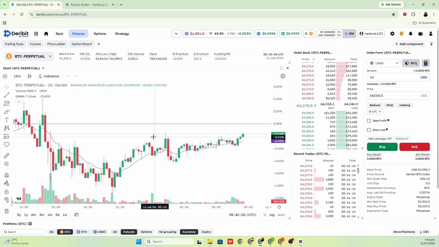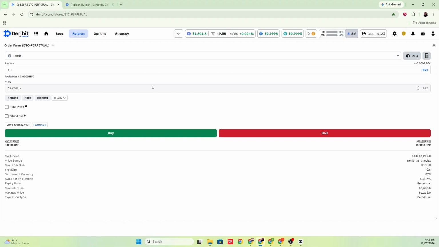Next, configure your margin mode and leverage before filling out the order form. At the top of the order panel, choose your preferred margin type. Cross-margin uses all available BTC in your wallet as collateral for the position. Isolated margin limits the risk of the trade to a specific amount of collateral assigned to that position.